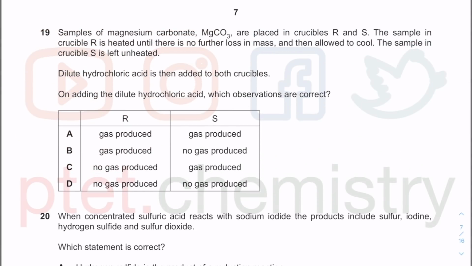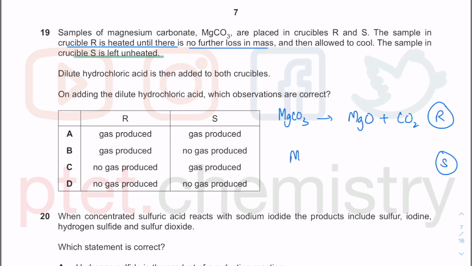Question 19. So we are doing some thermal decomposition until no further loss in mass, because all the carbon dioxide would have been driven off. So what is happening? If we have MgCO3, that's going to decompose to MgO and CO2. Crucible R is heated until no further change. And then we don't heat crucible S. So in S, we still have magnesium carbonate. That is very, very important.